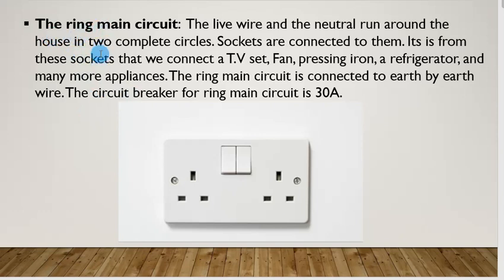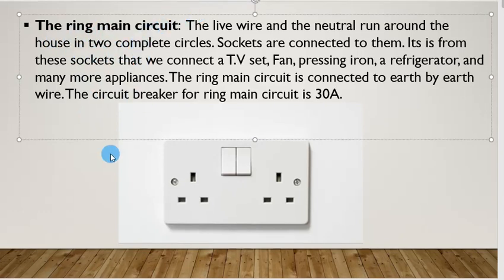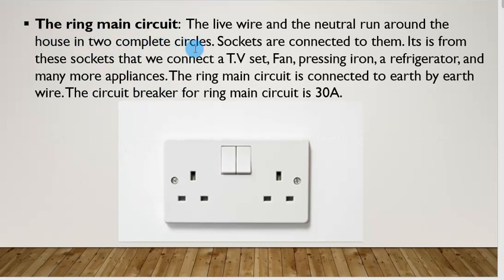So the ring main circuit, how is it? It's made up of the live wire and the neutral running around the house in 2 complete circles. In the walls where the sockets are placed, there is a live running around making a complete circle, and there is also a neutral running making a complete circle. Now sockets are connected to these 2 cables, the live running around in a circle in our house.